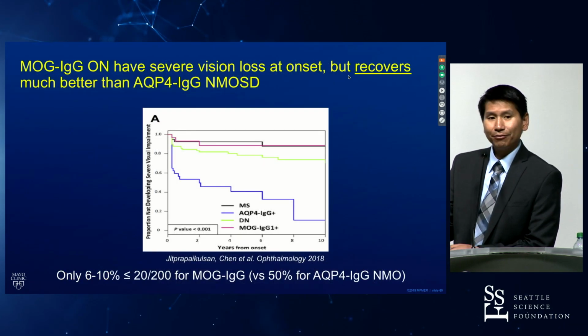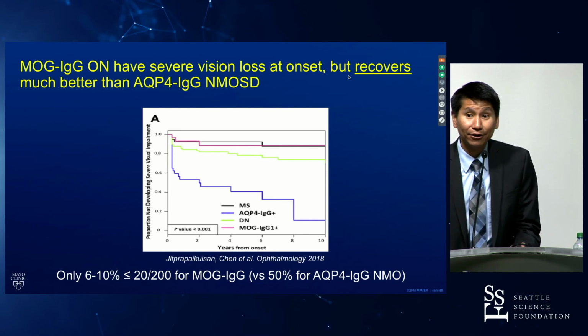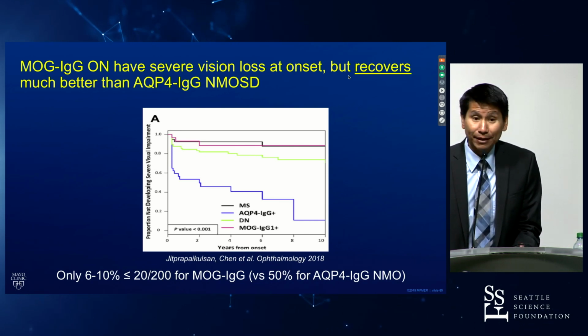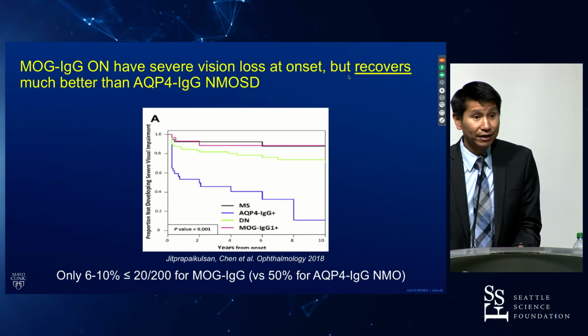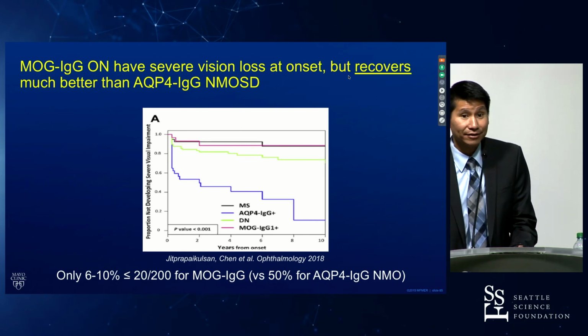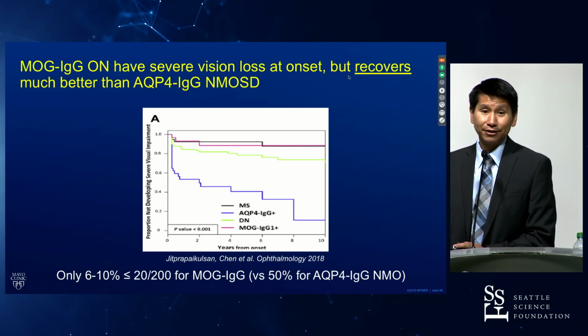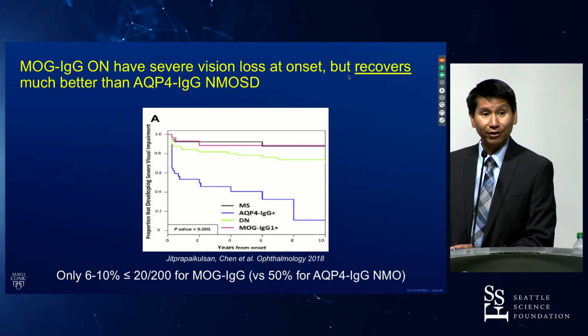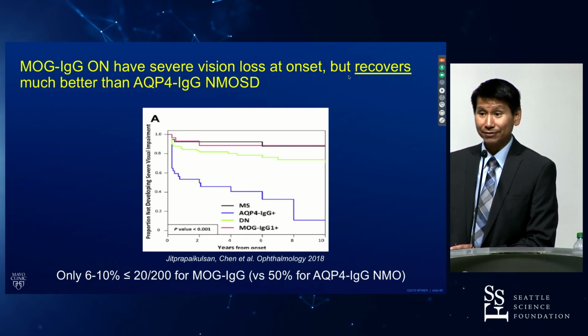The good part about MOG is the outcomes are typically much better. They present very severely. Count fingers vision is the average onset in terms of the vision loss, but patients tend to recover much better than aquaporin 4, which leads to better visual outcomes.